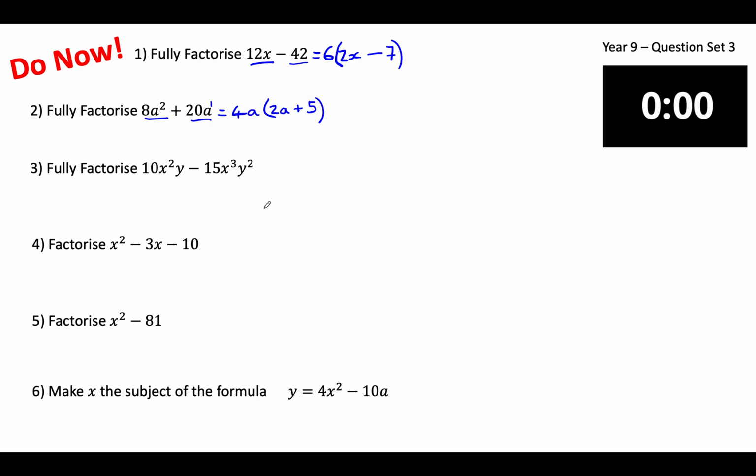Perfect. Okay, this one looks a bit harder, and there is a bit more to it, but it's the same principle. Look at the number first. What's the biggest number that divides both of these? 10 and 15, that would be 5, divides both of those.